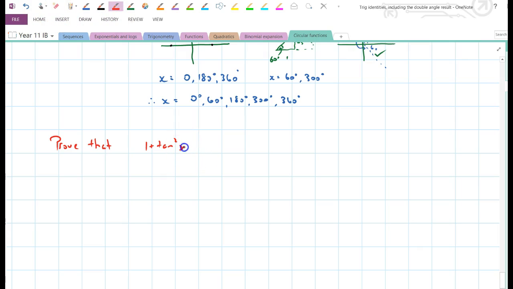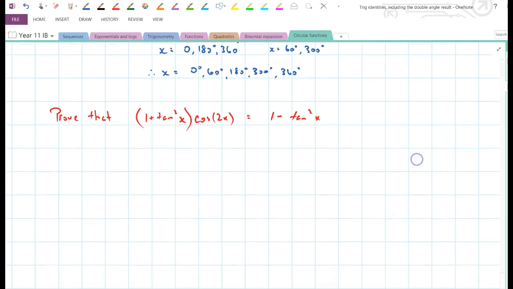Let's get that right: (1 plus tan squared x) cos 2x. Now that is in brackets there, so it's that times cos 2x equals 1 minus tan squared x. Okay, so what I like to do here is work with the left-hand side and arrive at the right-hand side.